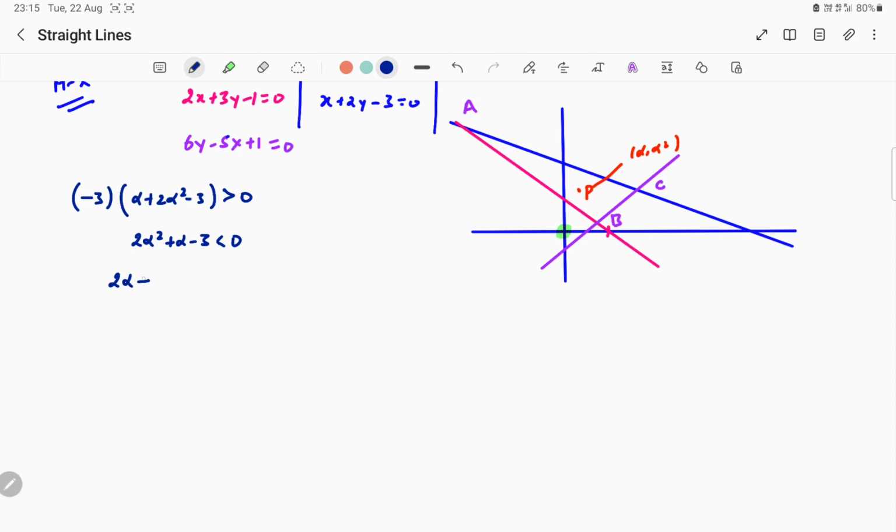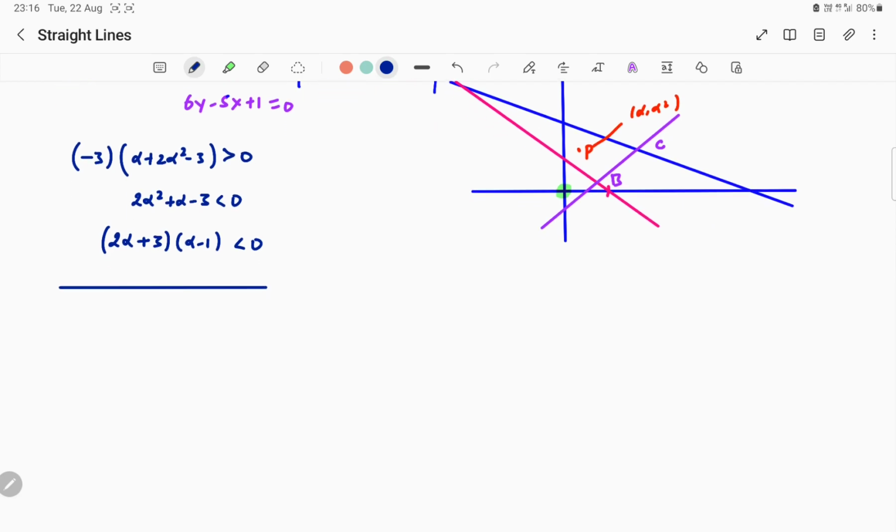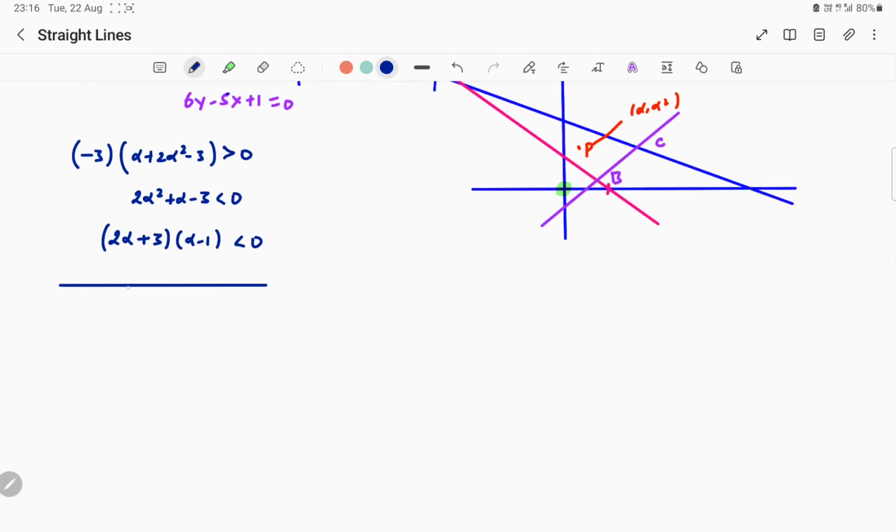2 alpha plus 3 into alpha minus 1 less than 0. So we know for a quadratic, if less than 0 is there, it is in between the roots. So minus 3 by 2 and 1. This is the way we curve, isn't it? So alpha belongs to minus 3 by 2 to 1.